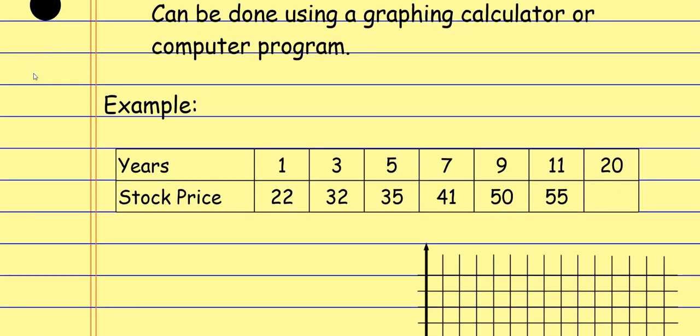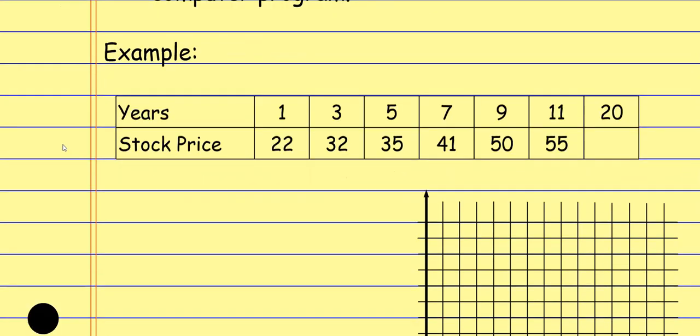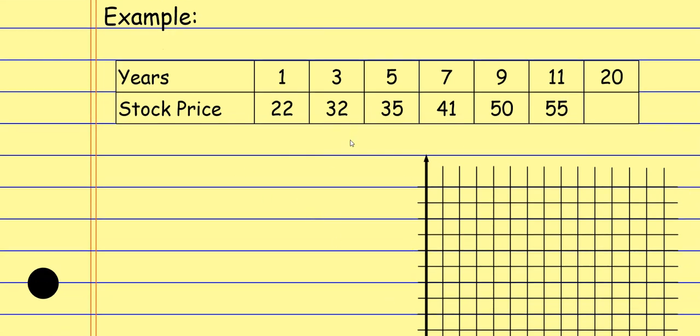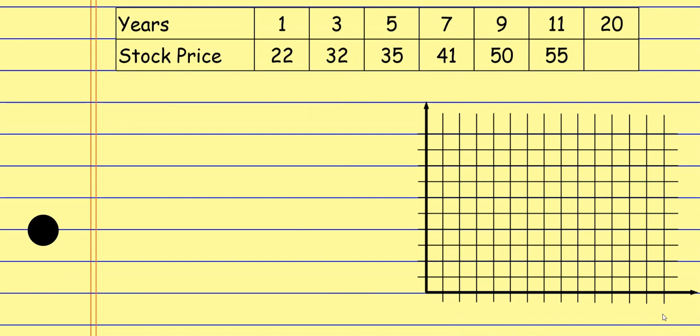For example, if I take a look at something like this, I've got the number of years that a stock has been around and the price of that stock. And remember, the first thing we always want to determine is if this thing even looks like a line, all right? And we typically do that by doing a scatter plot. I could come over here and do the scatter plot by hand, just like we've been doing, but the calculator can actually do that part for me as well.